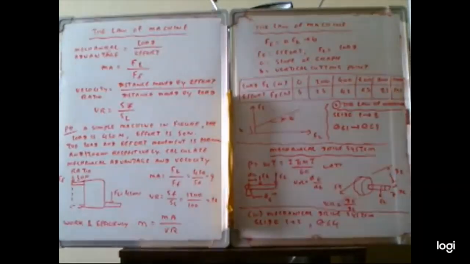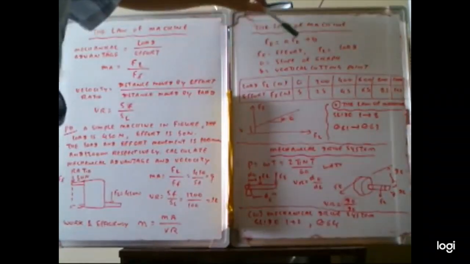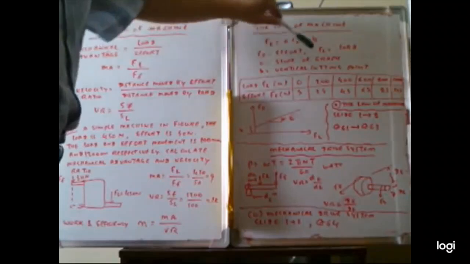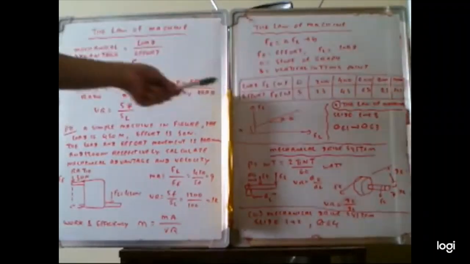Every machine can be represented by this equation. This is a linear machine: FE is equal to aFL plus b. FE is the effort, FL is the load, a is the slope of the graph, and b is the vertical cutting point. So we can plot this graph here.